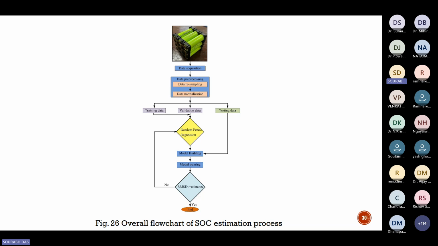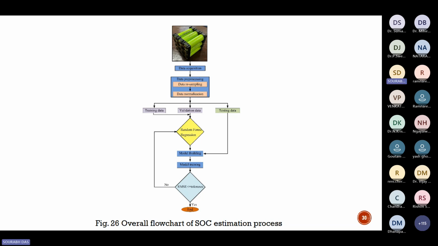And then the testing data. Testing data is the final subset used to evaluate the model performance, providing an unbiased assessment of its predictive capabilities. 20% of the data has been used as test data, and the remaining 10% has been used for validation. This data is used to tune the model parameters and prevent overfitting, ensuring that the model generalizes well.